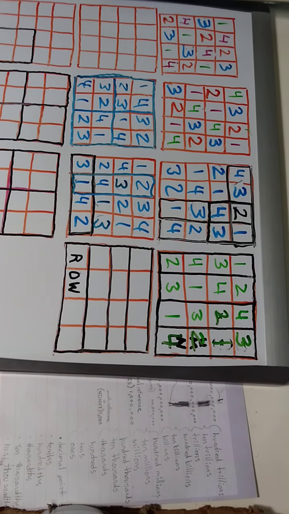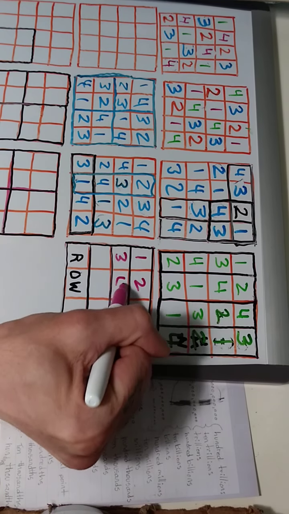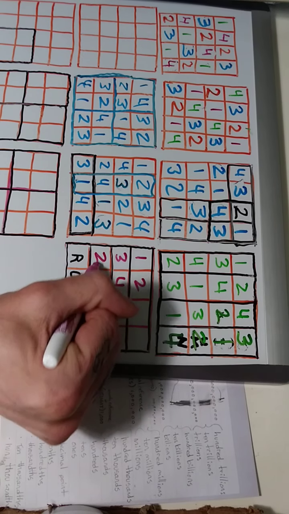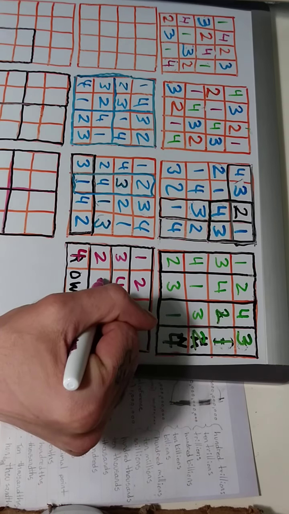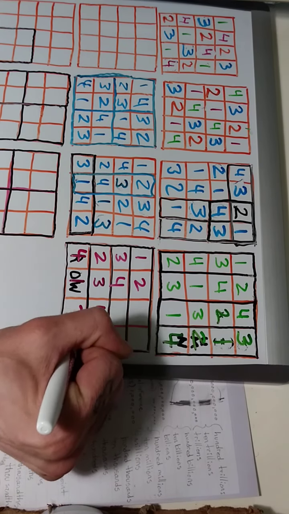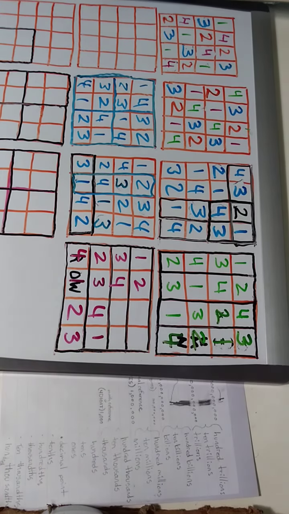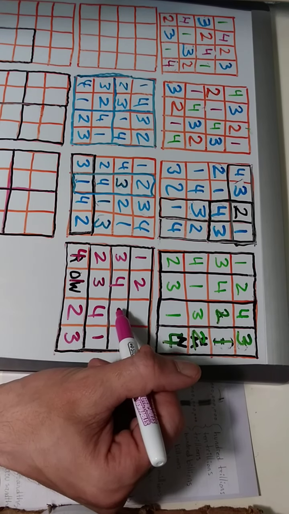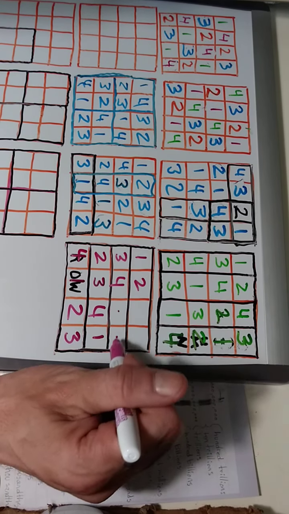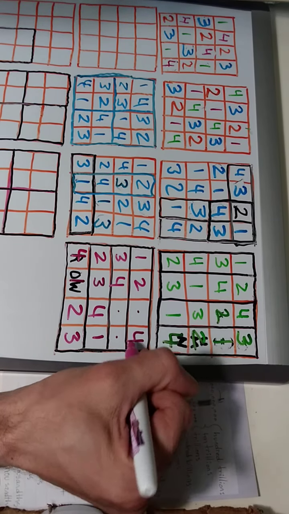So, if you do another one here, and let's say 1, 2, 3, 4, 2, 4, 3, 1, 1, 3, 4, 2, and then let's solve it for the end here. So the 4 can't go here, because of that 4 in this row. The 4 can't go here because of that 4 in that column. 4 has to go here.